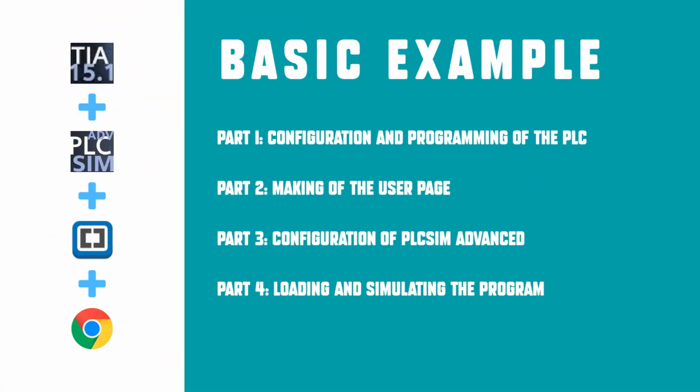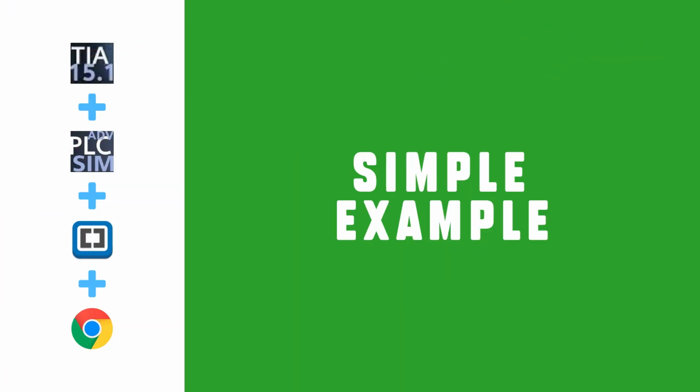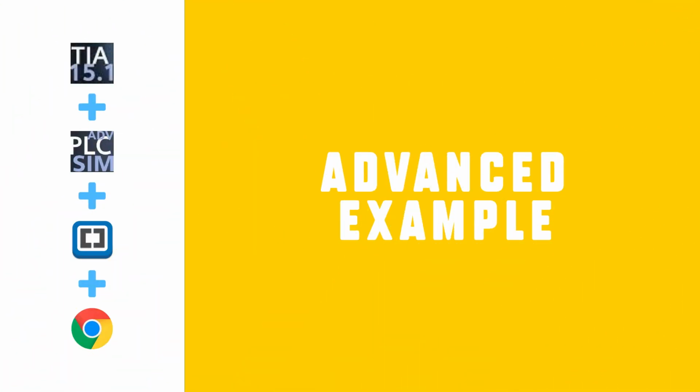To fully understand this topic, I have decided to divide this video as follows. First, we're gonna make a basic example, which is gonna be distributed in 4 parts. The first part is gonna be about the configuration and programming of the PLC in TIA Portal. The second part is gonna be about the making of the user page. The third part is gonna be about the PLC SIM Advanced configuration. And the last part is gonna be about loading the program to the PLC and simulating the program. Then I'm gonna show you a simple example, which is basically an improved version of the basic example. And lastly, I'm gonna show you an advanced example to have an idea of the potential of this topic.